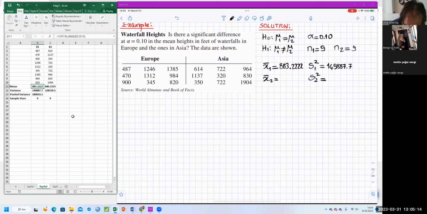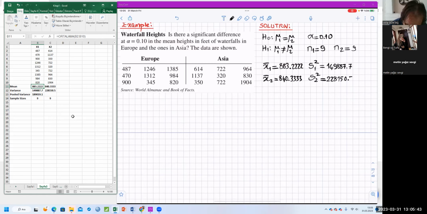149,887.7. Okay, the second sample mean is 840.33, and S2 square is 228,150.5.